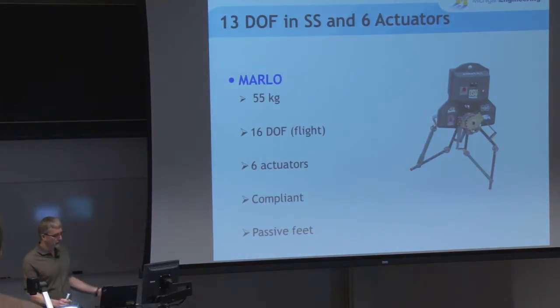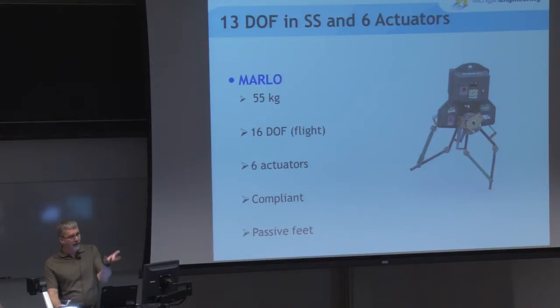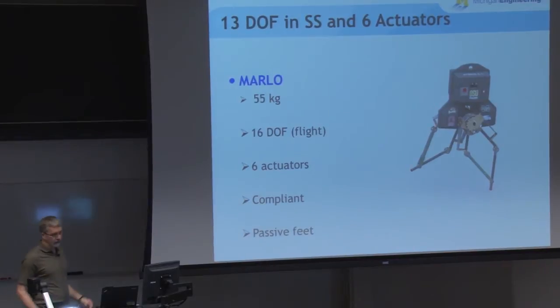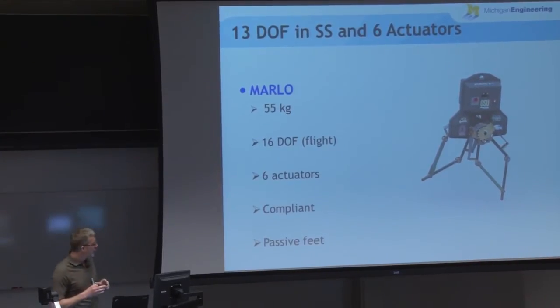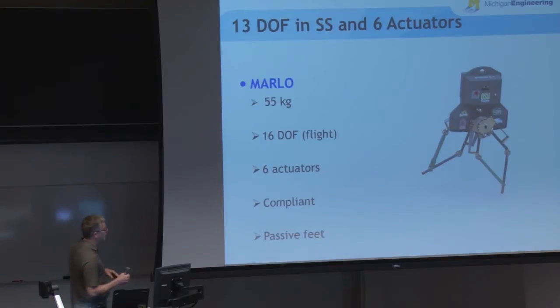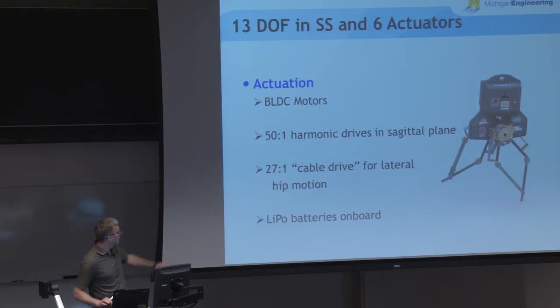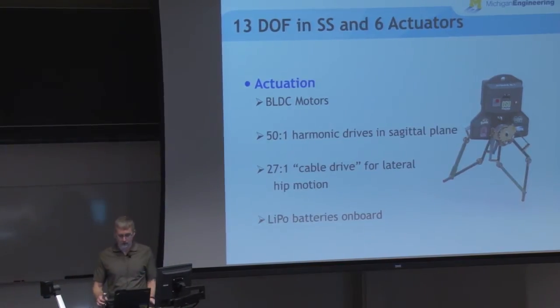A little something about the robot: roughly 55 kilograms in mass. The floating body model is 16 degrees of freedom. So in single support, it's either 13 or 12, depending on whether yaw is restricted or not. There are 6 actuators, and the legs are formed by a parallelogram, so it's a very special 4-bar linkage. The drive in the sagittal plane is a series elastic mechanism. You can see these springs in between the output of the harmonic drives and the upper 2 bars of the parallelogram. If we have feet, they are passive. There's no actuation there. Brushless DC motors, 50-to-1 harmonic drives in the sagittal plane.